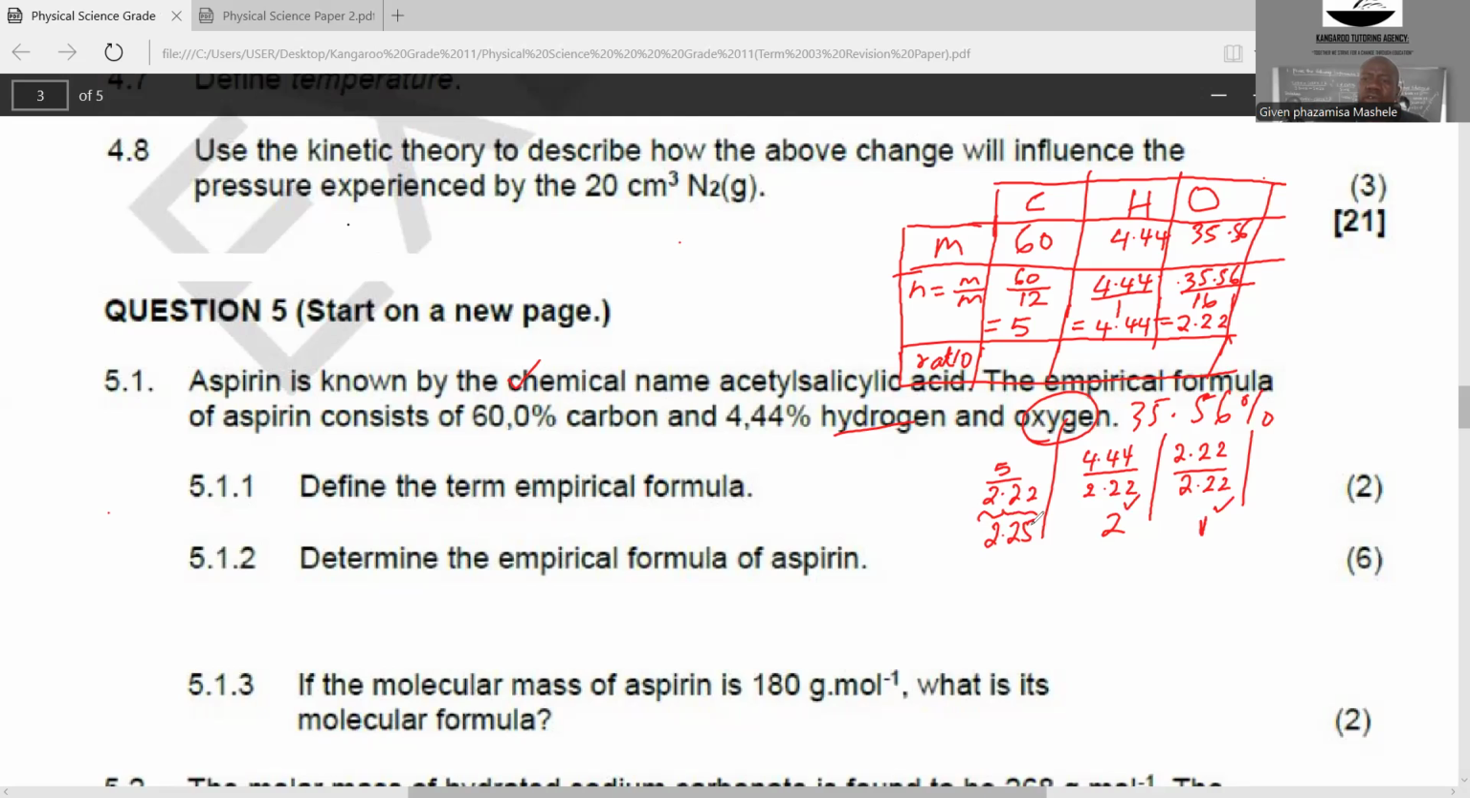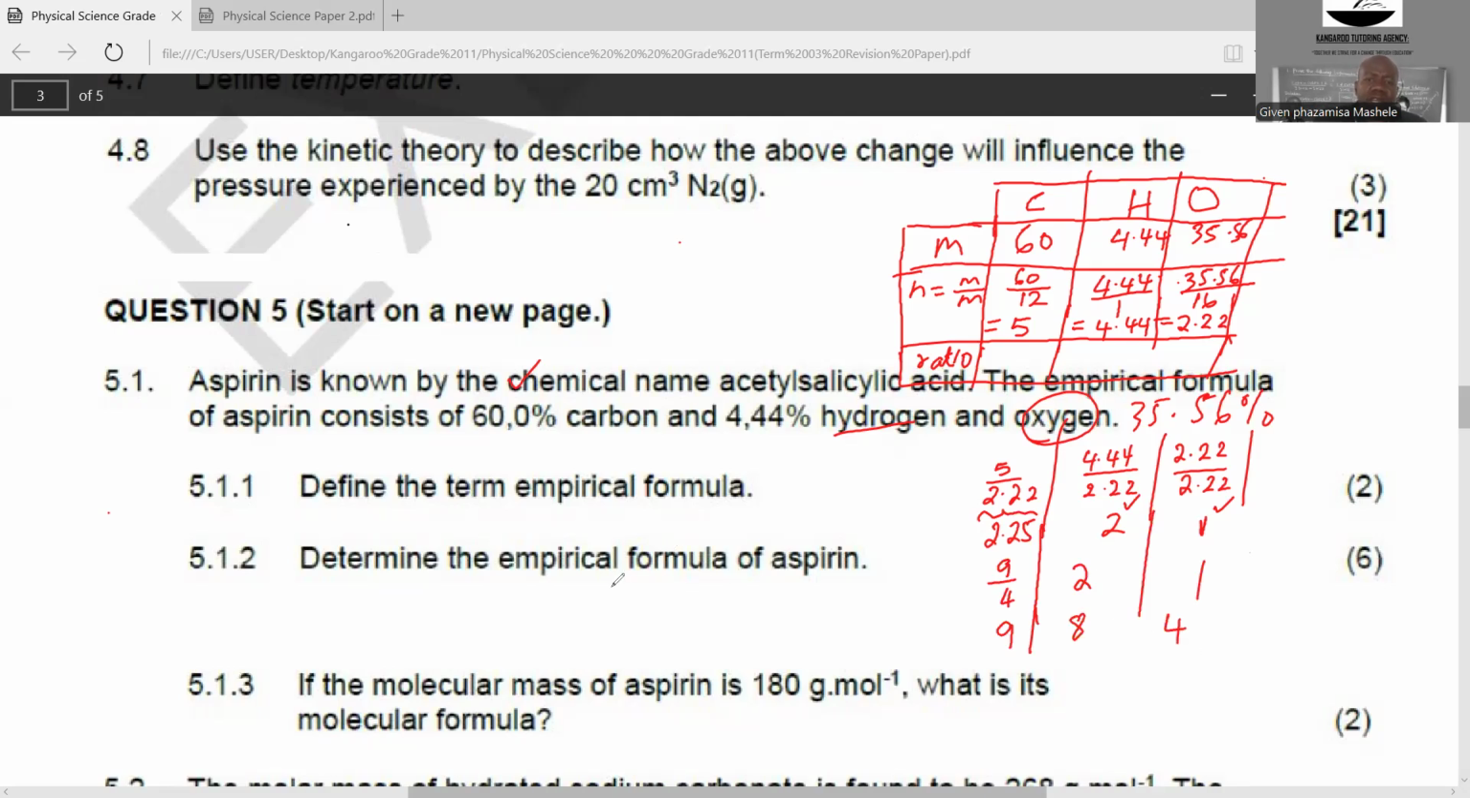So if we calculate that using a calculator, 2.25 is the same as 9/4. So it means we need to rewrite this again. Since now we have 9/4 and we want to simplify this to the nearest, we have to get rid of this fraction. To do that, we need to multiply everything by 4. This will have a whole number ratio of 9, this will be 8, and this one will be 4.